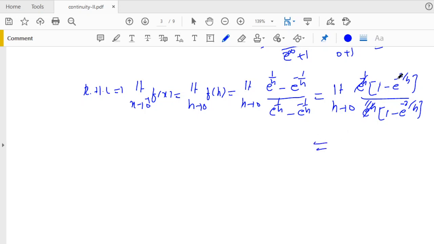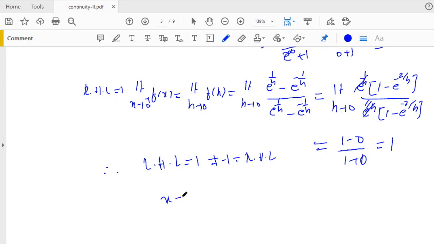As h goes to 0, 1 by h goes to infinity. Therefore, with the minus symbol, minus 2 by h converges to minus infinity. Therefore, e power minus infinity equals 0. Therefore, 1 minus 0 by 1 plus 0, this value equals 1. Therefore, the left hand limit and right hand limit exist. The right hand limit equals 1, which is not equal to the left hand limit, minus 1.